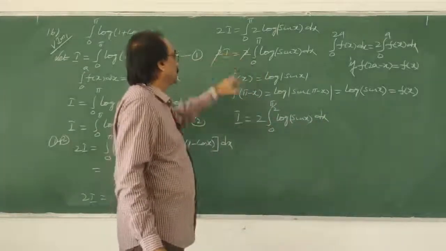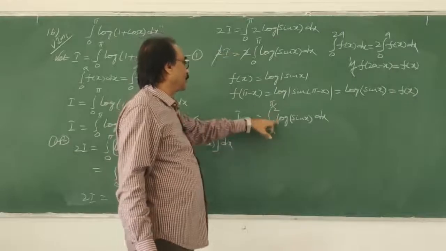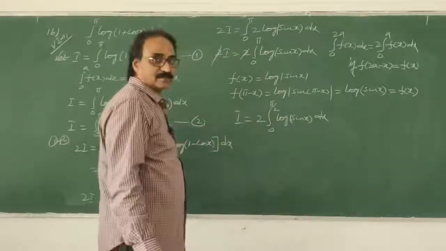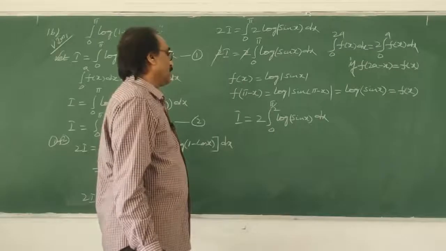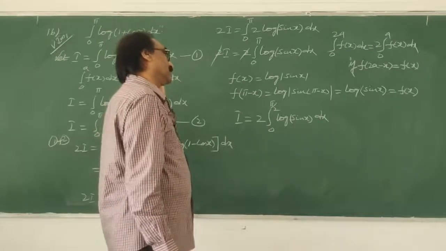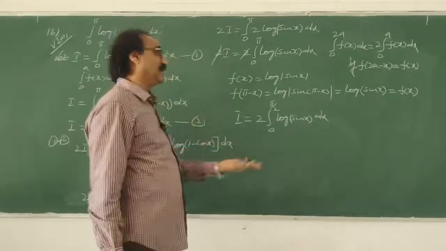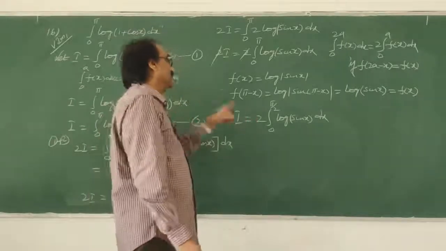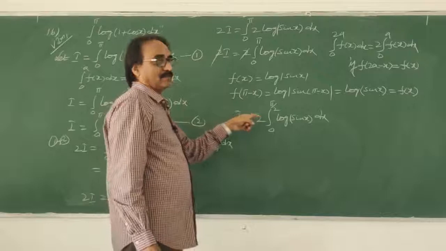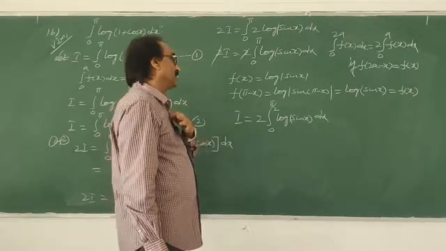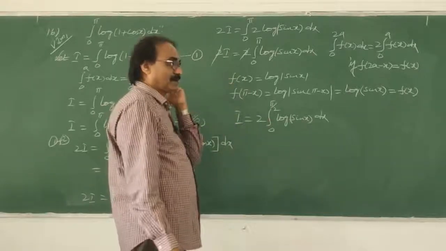Correct? So here 2 cancels. I is equal to 2 times the integral from 0 to pi by 2 of log sin x dx. Correct or not? Now we can use another method, but we can solve it also. Directly we can use the formula. This is one example. Basing on the example we can write that value, or we can continue. Whatever you want you can do.